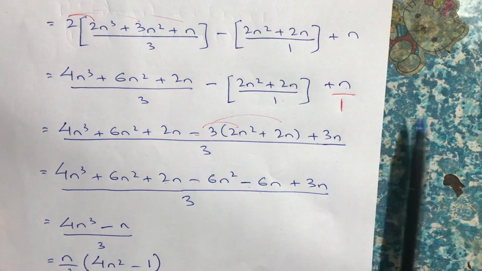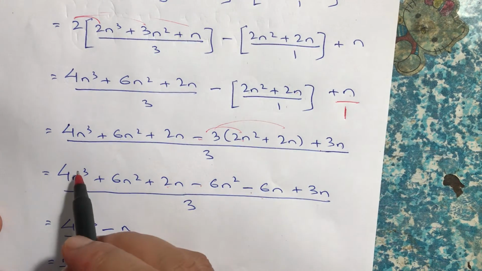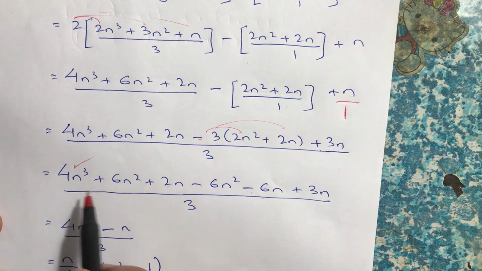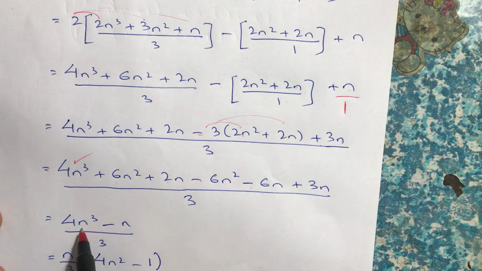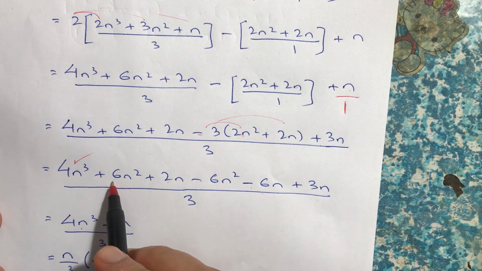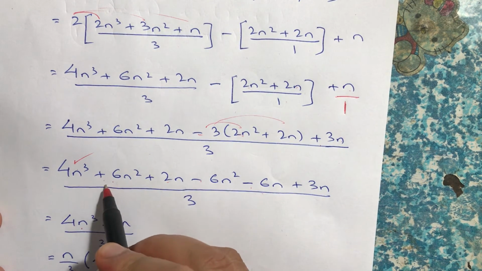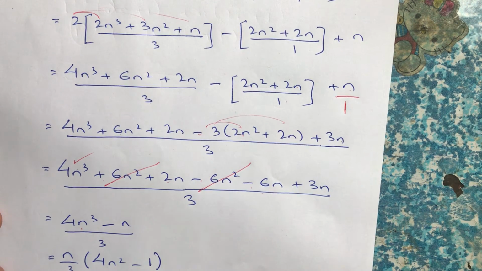Now once I've done this, what we do is we start looking for like terms. So first we look at the highest power, that is n cubed. Does it have any other n cubed? No, it does not have, so n cubed remains as it is. Now if you look at this, 6n square, this is a plus, this is a minus, they get cancelled out. Okay, same in the values but different signs, they get cancelled out.